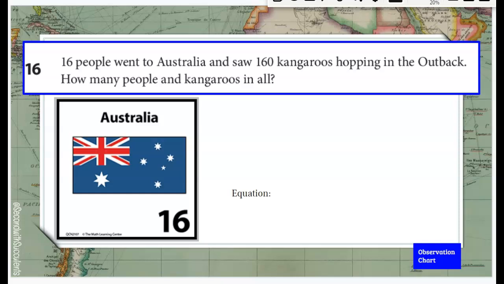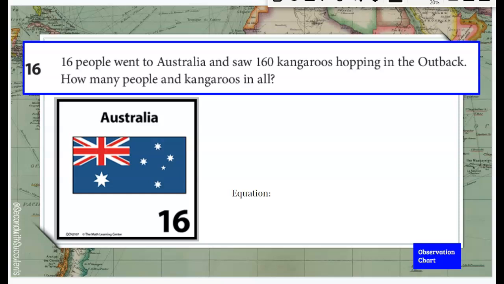16 people went to Australia and saw 160 kangaroos hopping in the outback. How many people and kangaroos in all? Think about the equation you will write as I read this for the second time. Think about what the problem wants to know.